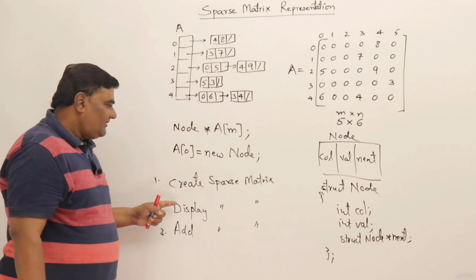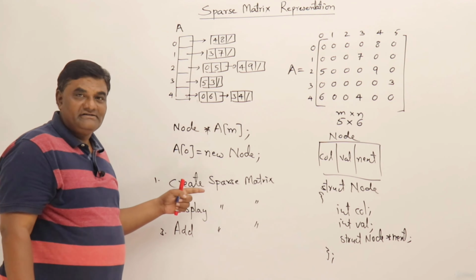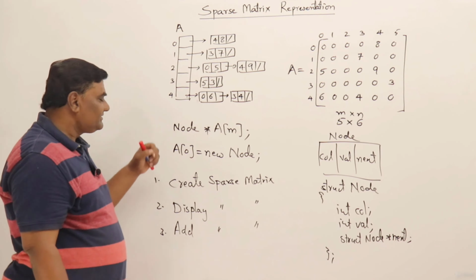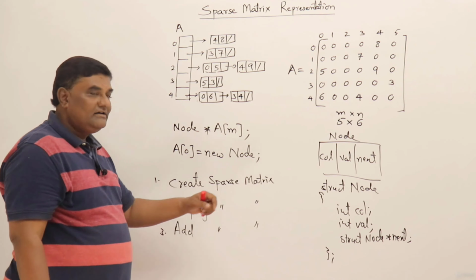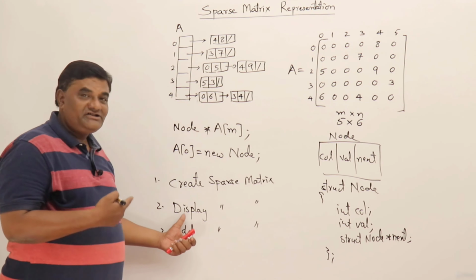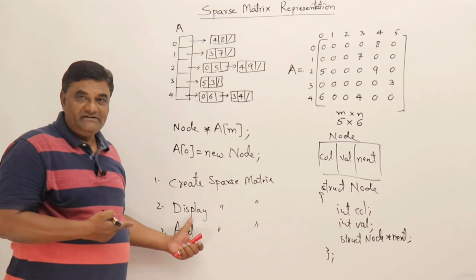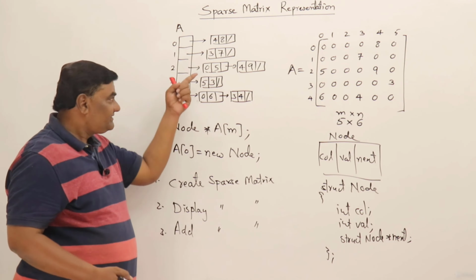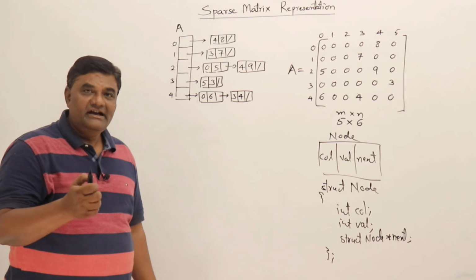So these are the three things you have to do: create sparse matrices, so you should be able to create more than one, then display the sparse matrix, and add two sparse matrices. Out of this, I will just share the idea of how to display it. So I will write a piece of code for displaying this sparse matrix. Let us see how to display.